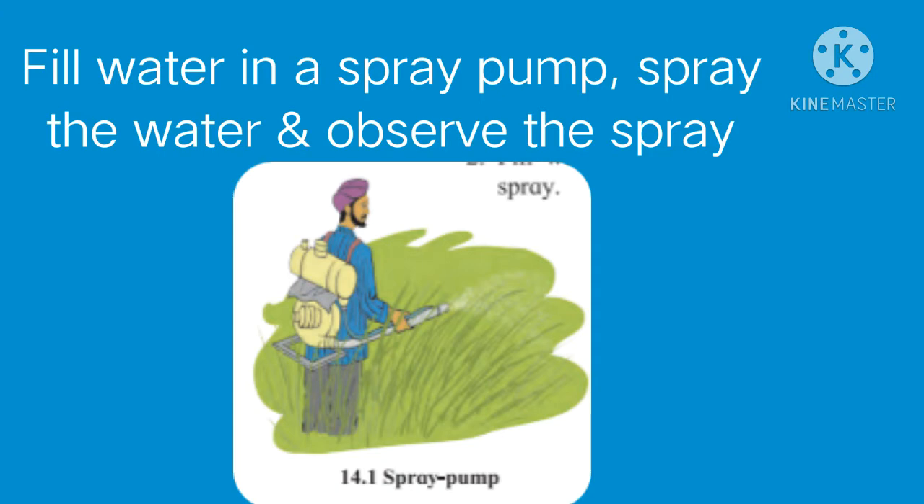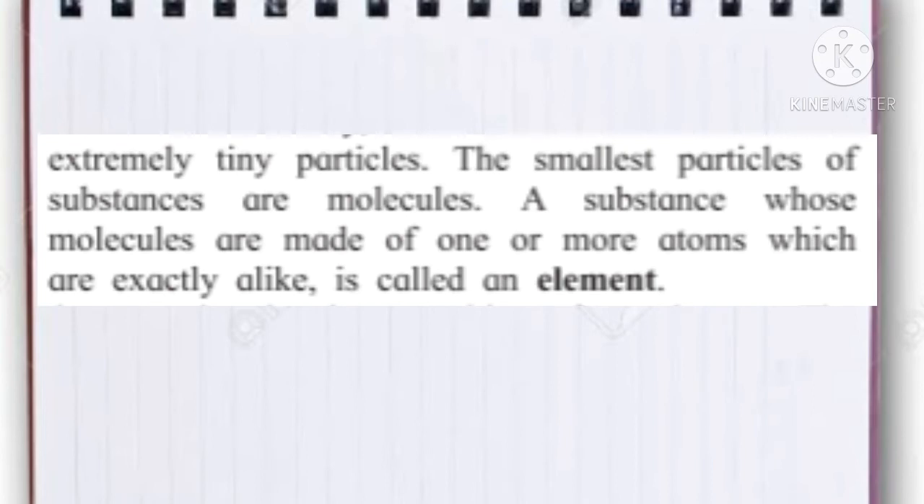Now what is meant by element? A substance whose molecules are made of one or more atoms which are exactly alike, that means similar, is called an element. Understood, students? A substance whose molecules are made of one or more atoms which are exactly alike, same to each other, is called an element.